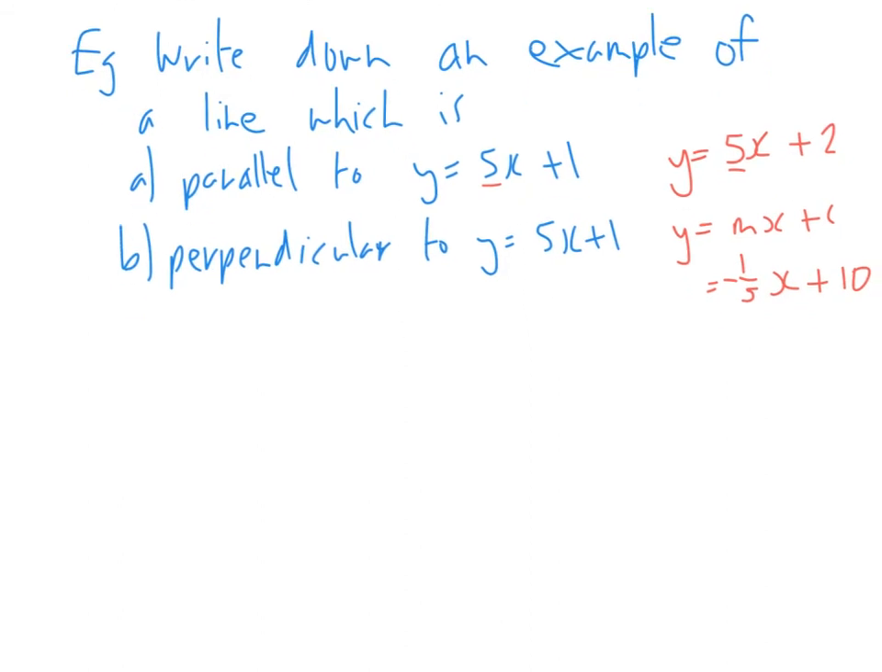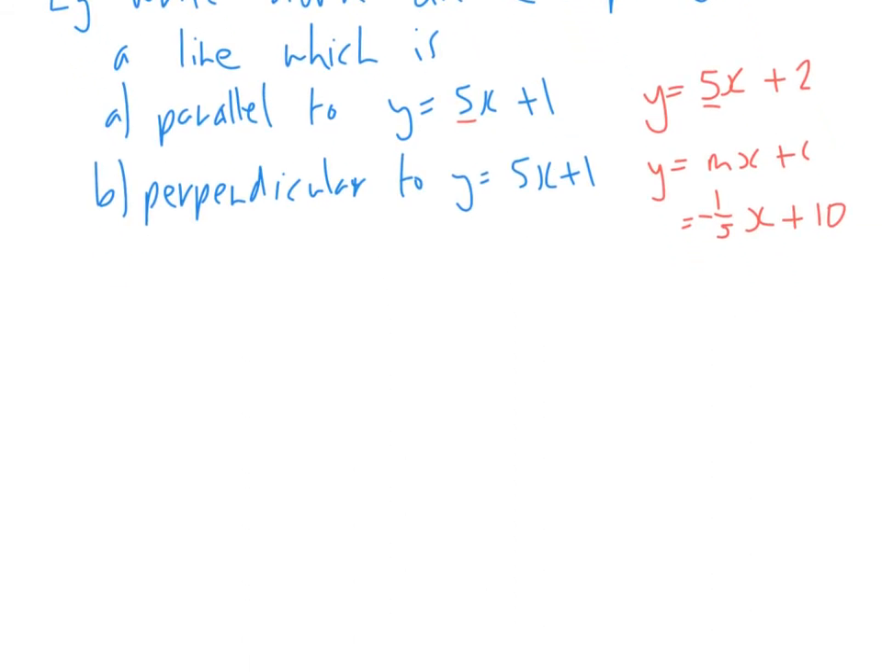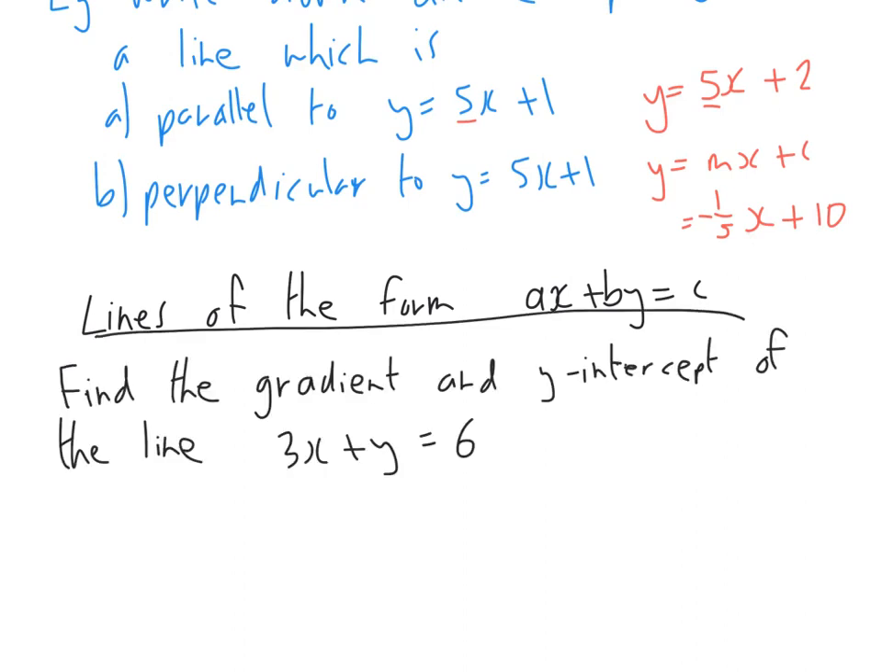To finish off, we're going to look at just some awkward cases where the lines are just not as straightforward and the equations are a little bit different. So these are lines of the form ax plus by equals c. So if we take this into our notes, let's see if we can find the gradient and y-intercept of the line 3x plus y equals 6.